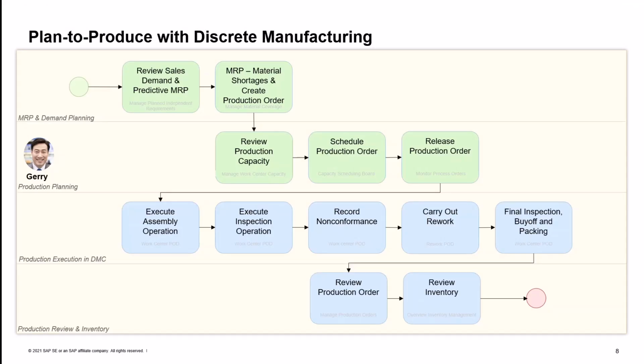So Jerry was able to review the capacity of the assembly work center, schedule the production order, and finally release it, optimizing the production capacity and ensuring delivery. On releasing the order, Jerry sent it to the digital manufacturing cloud for execution.